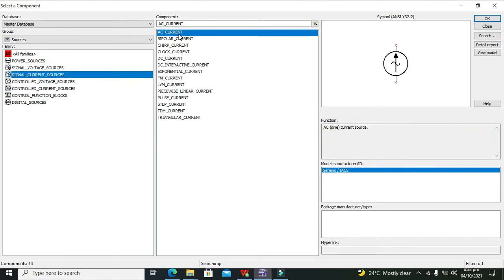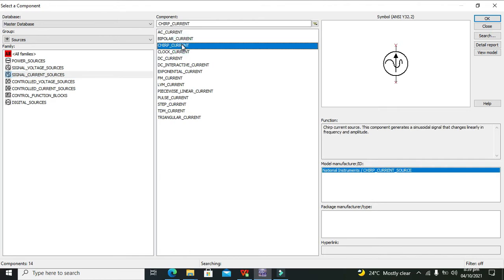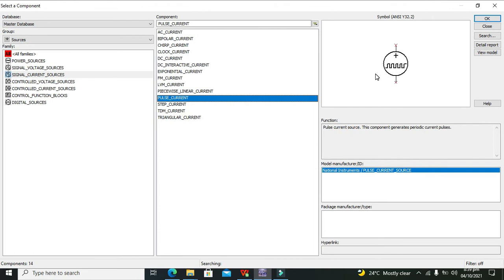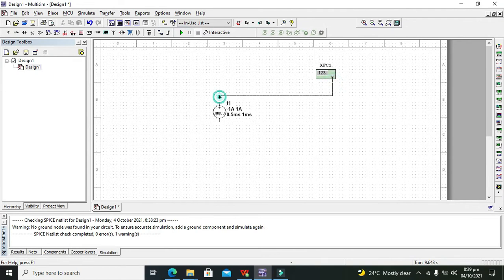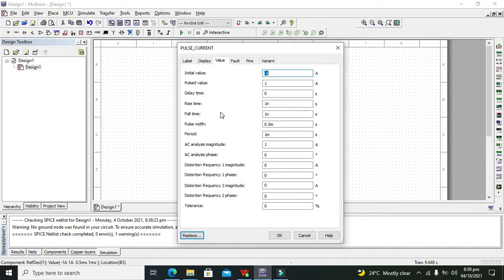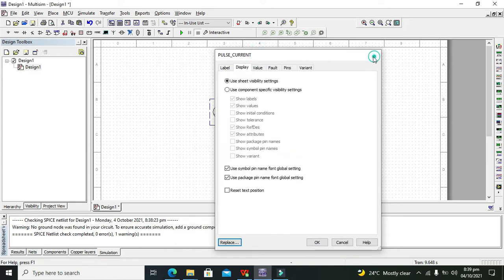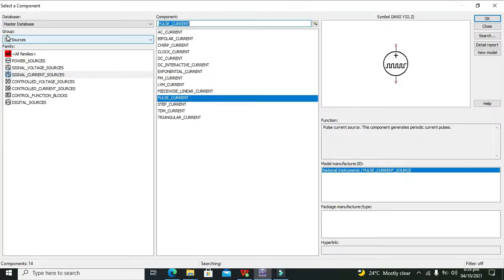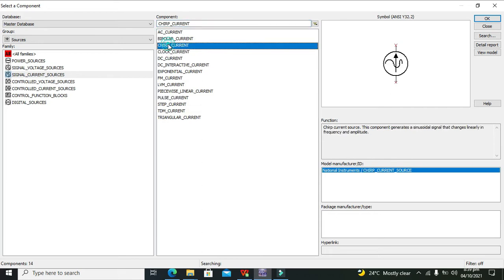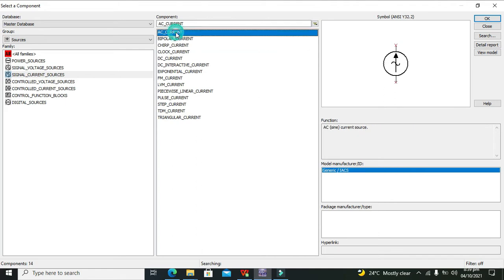Let's look at the current sources: DC current, pulse current. This is also a sort of signal, so we need to connect it, and we will go for its frequency. It is showing pulse value, delay time, pulse width, and other parameters. We have to go for another source, such as the clock current, or AC current signal voltage sources.